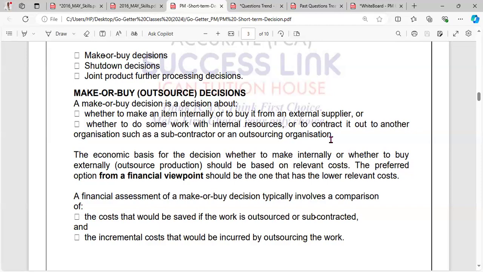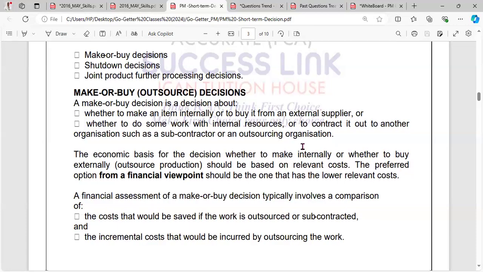So that's from the point of view. Another point of view is: what is the hours of work that will be saved, or the cost that will be saved if you do it yourself, or what is the cost that will be saved if you subcontract it. These are the two ways to look at it.